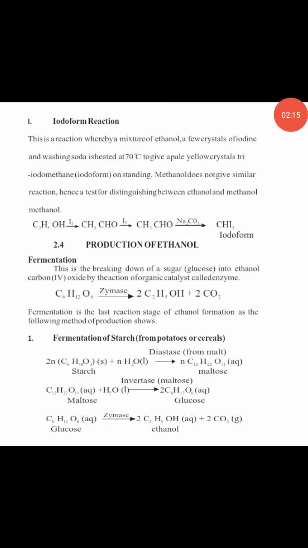What is an iodoform reaction? From the word iodo, what should strike your mind is the word iodine. It's a reaction in which ethanol reacts with a few crystals of iodine and washing soda at 70 degrees temperature to give a pale yellow crystal. Please underline that. That pale yellow crystal is called triiodomethane, or iodoform.